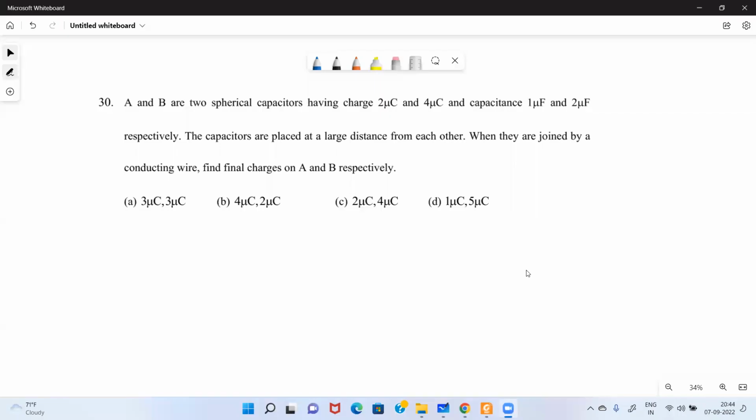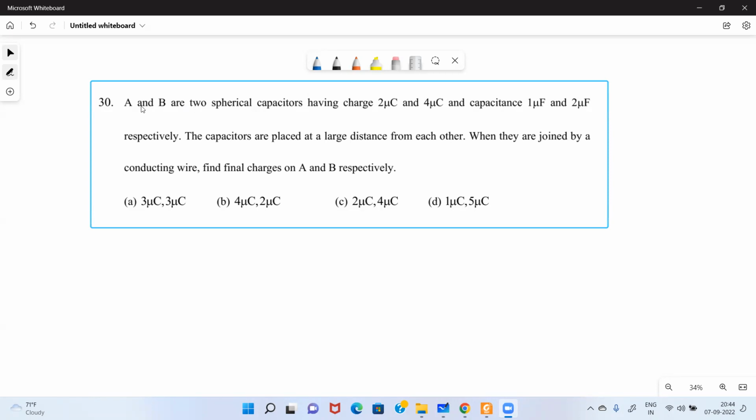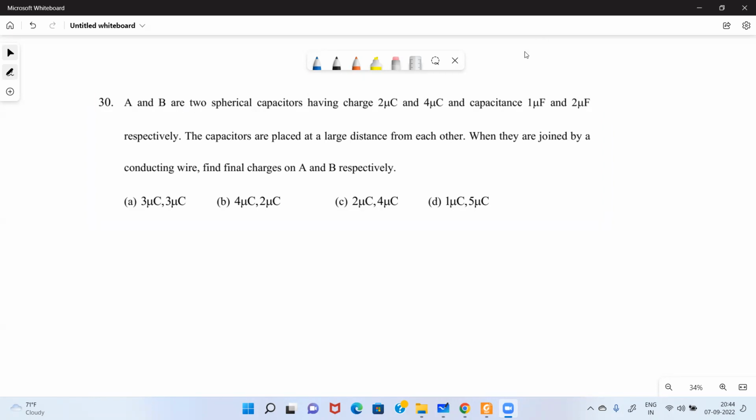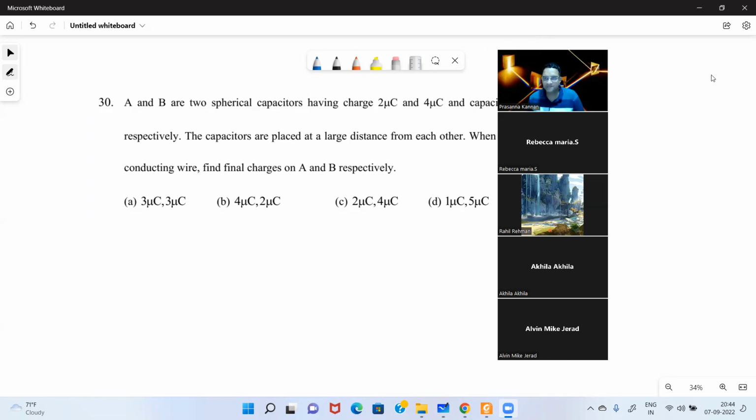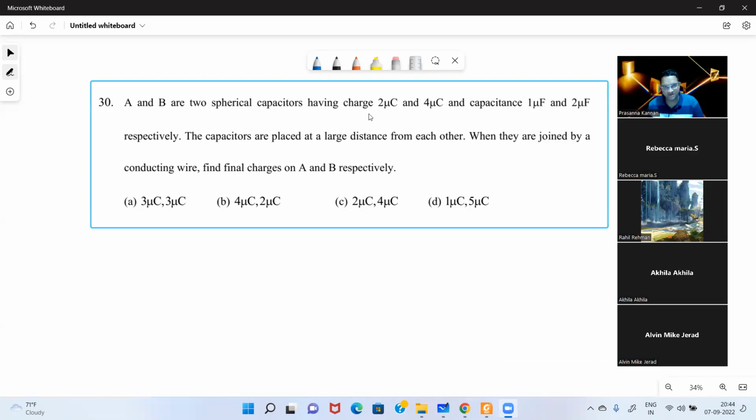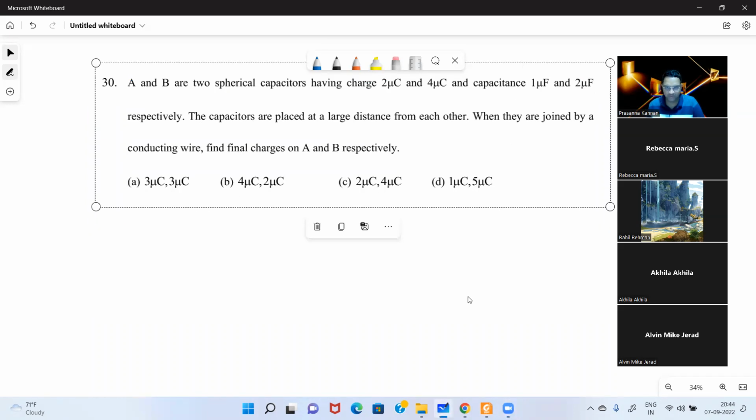Let's now look at the next question. As you can see, the next question is, you have two spherical capacitors. A and B are two spherical capacitors having charges 2 microcoulomb and 4 microcoulomb, and the capacitances are 1 microfarad and 2 microfarad respectively. The capacitors are placed at large distance from each other. When they are joined by a conducting wire, what will be the final charges on A and B?